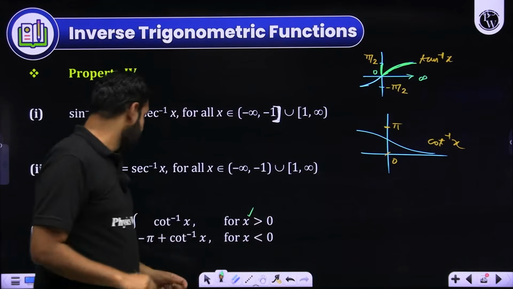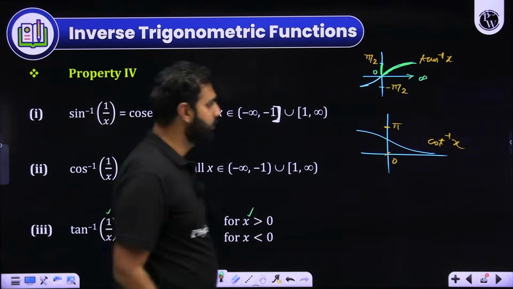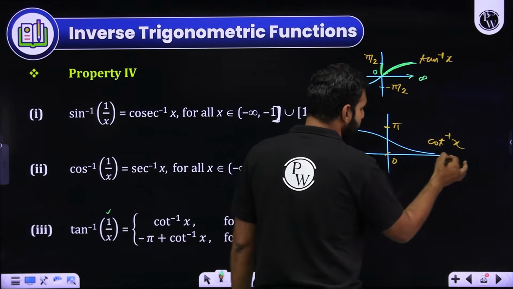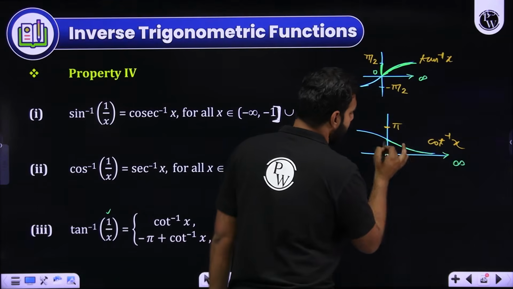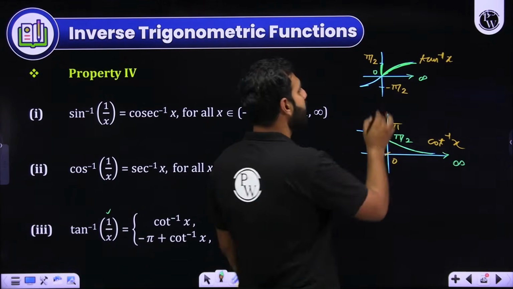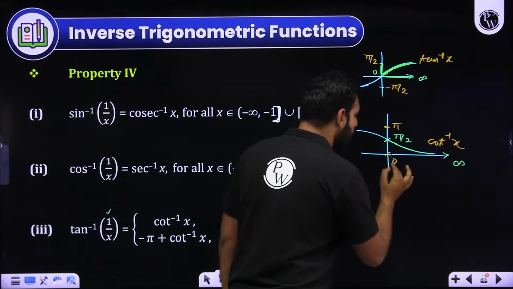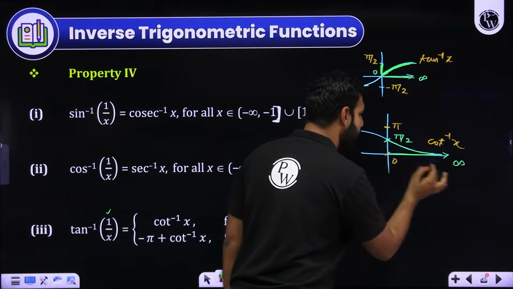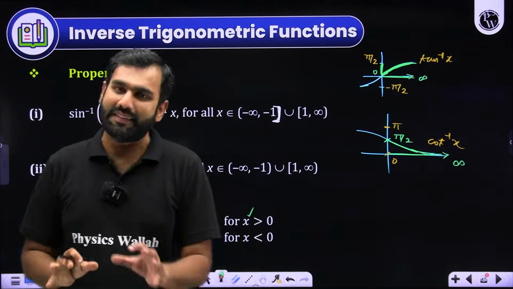Now, I am saying tan inverse 1 by x is equal to cot inverse x. I'm trying to match the domains here. So here also, when I'm taking all the positive values, that is from 0 to infinity, they are giving me all the values from 0 to pi by 2. Here also, if I'm taking all the positive values from 0 to infinity, I'm getting all the values from 0 to pi by 2. So that is fine. That is in sync.